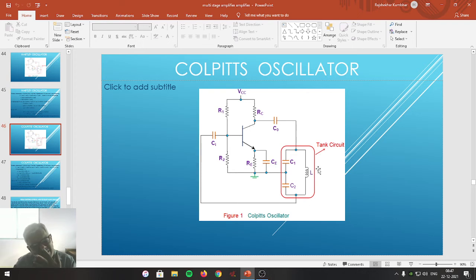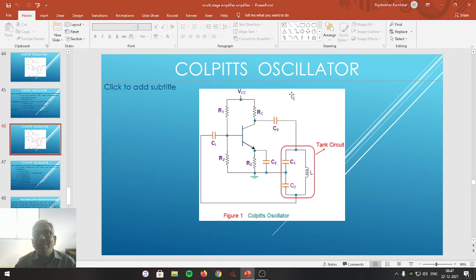This process of charging and discharging of the capacitors and building and collapsing of the magnetic field across the inductance coil will generate the oscillations in the tank circuit. These sinusoidal oscillations generated in the tank circuit are fed back through the feedback path to the input of the amplifier, which is amplified, and these oscillations are produced at the output through the collector terminal.